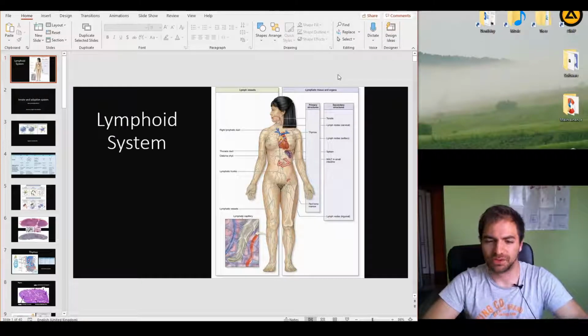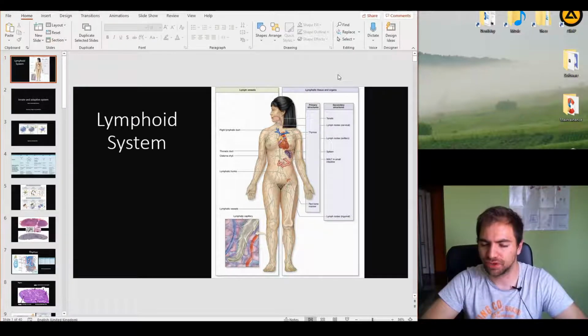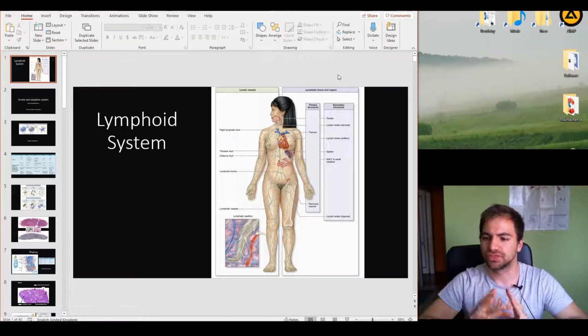Hello guys, today we're going to talk about the lymphoid system. So we face two different structures, the primary structures and the secondary structures of the lymphoid system. The primary is the thymus and the bone marrow, and the secondary we'll find the tonsils, lymph nodes, spleen, and MALT. MALT stands for mucosa associated lymphoid tissue. So just a quick intro to this.